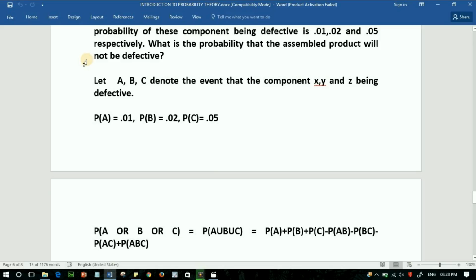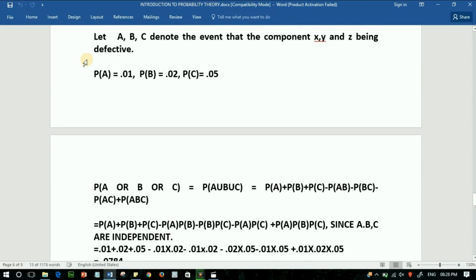Then the product will be defective. Either A or B or C will be defective. That is the probability of A or B or C. In terms of probability, we use the notation probability of A union B union C.